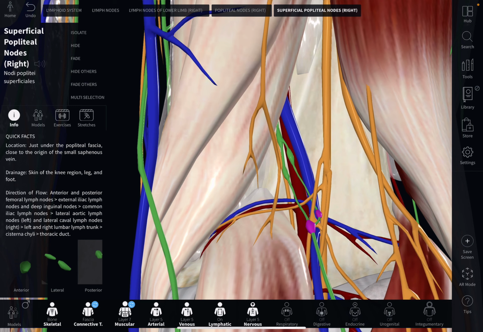All these structures of the popliteal fossa are embedded within what is known as the popliteal pad of fat, and the contents of the popliteal fossa will be exposed when you separate the boundaries of the fossa, especially the two heads of the gastrocnemius.